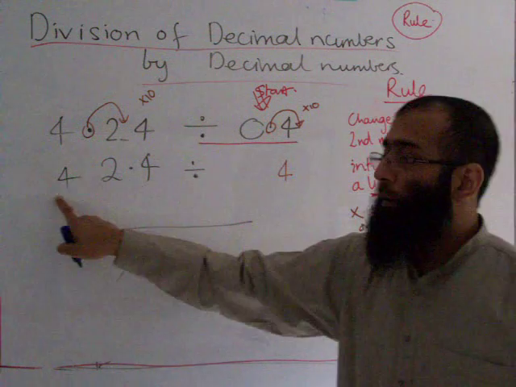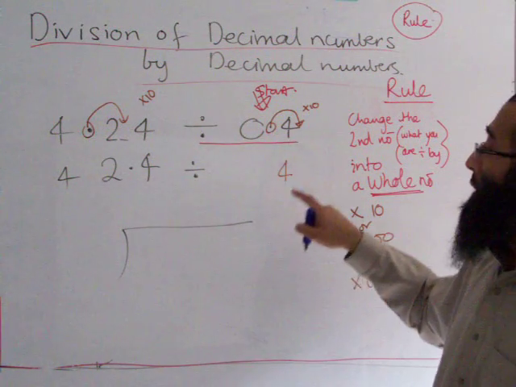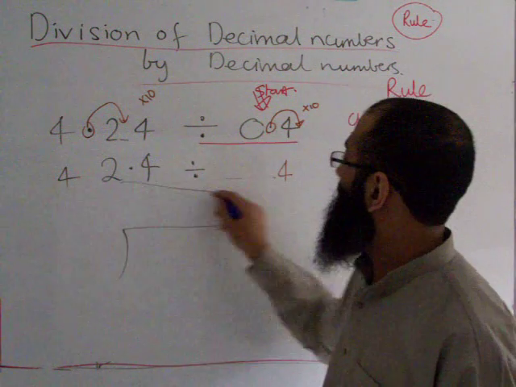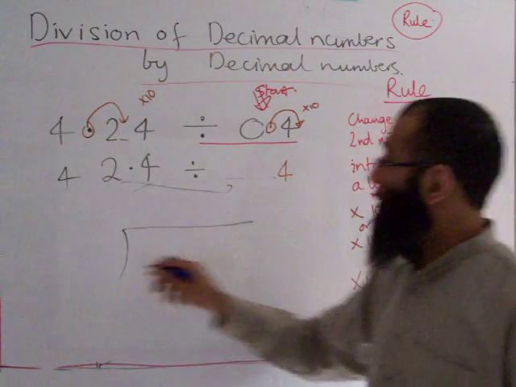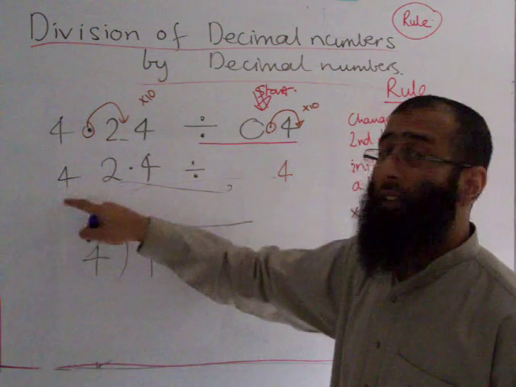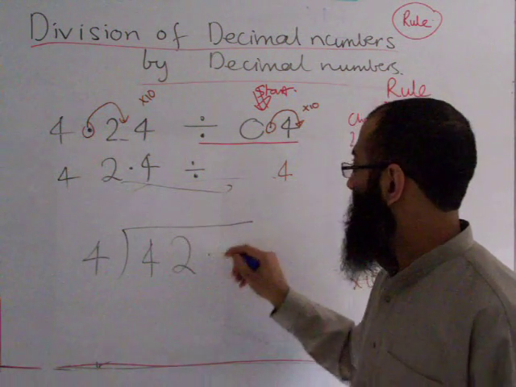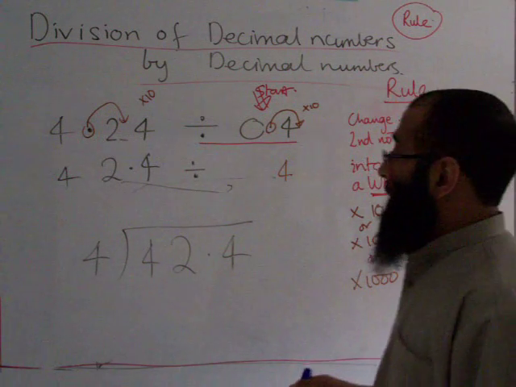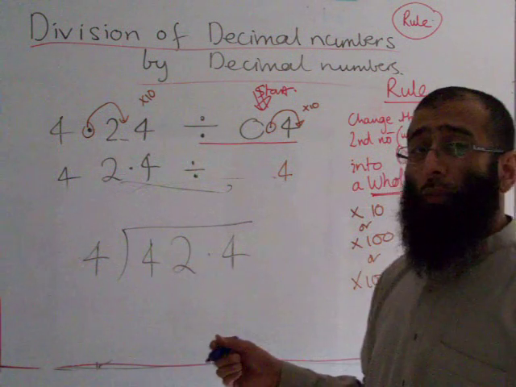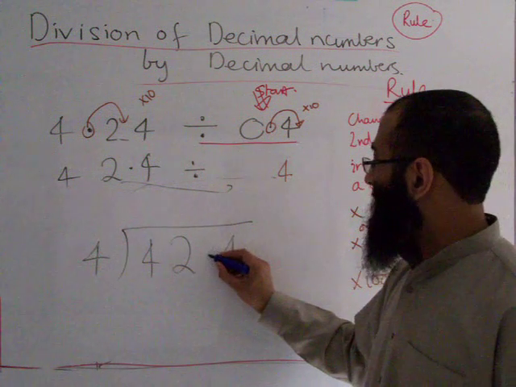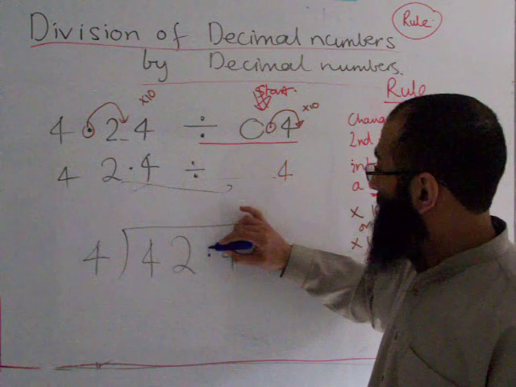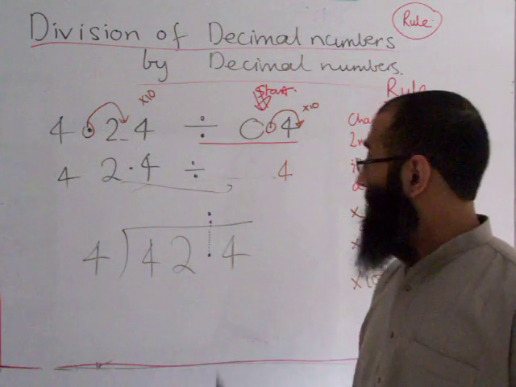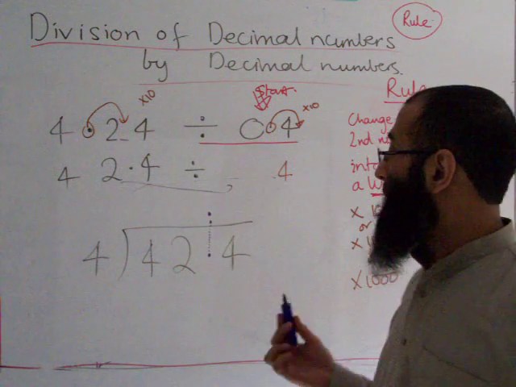So this number 42.4 has been divided by 4. The dividing by number, the second number, always goes first. Cross them over. The 4 goes over here. That means the first number will go second, 42.4. Okay, now the rule that we learned in the first video is when you have a decimal point in this division question, we must copy it up. Line it up. So we line up the decimal points.